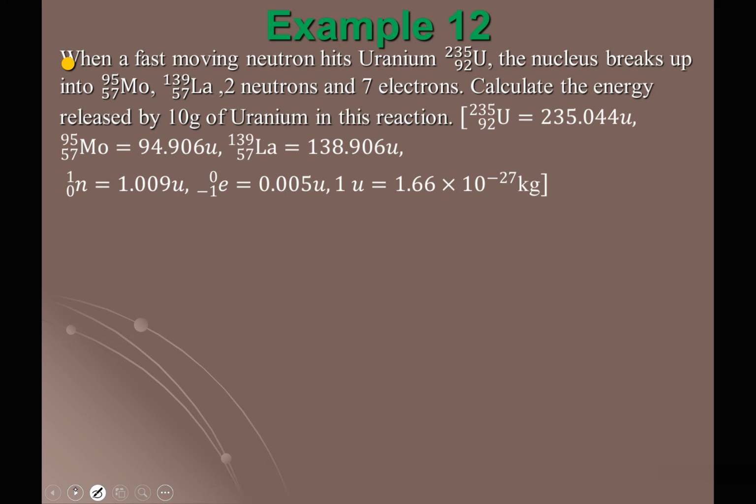Example number 12. When a fast moving neutron hits uranium 235-92, the nucleus breaks up into Mo, La, 2 neutrons and 7 electrons. Calculate the energy released by 10 grams of uranium in this reaction. So first of all, we shall find the mass defect.